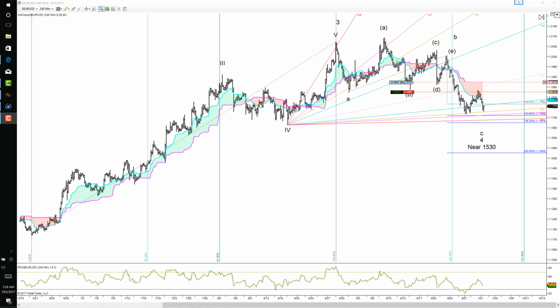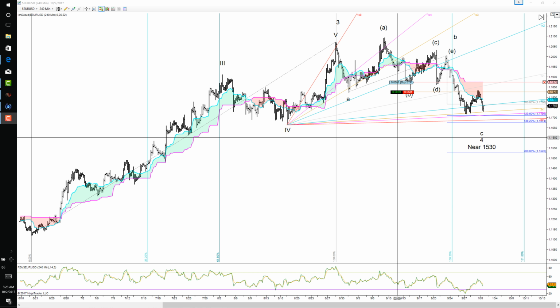This is a 240 in the euro dollar. I have this top here as wave 3, and then this is the A of 4. Then I have a triangle, which was A, B here, C, D, which did not go below the B, and then E of 4 for B, and E of B.